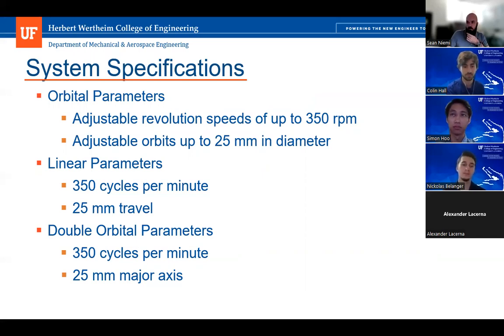And the orbits themselves must be up to 25 millimeters in diameter. For the linear movement, it's supposed to move at 350 cycles per minute as well, with a distance of 25 millimeters traveled. For the double orbital, it's also 350 cycles per minute, with a movement of 25 millimeters around about the major axis.